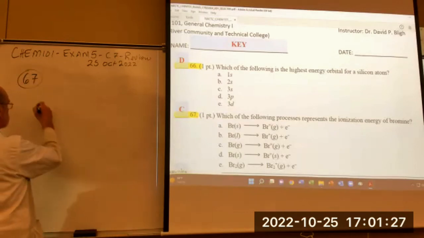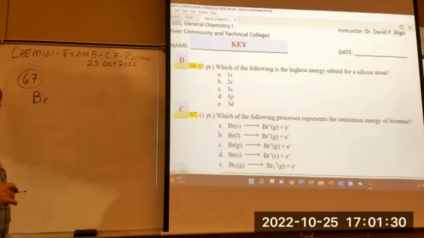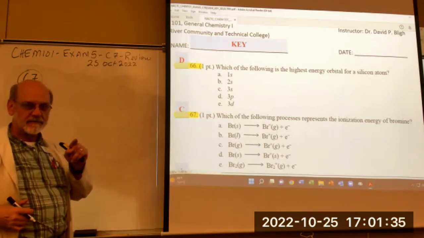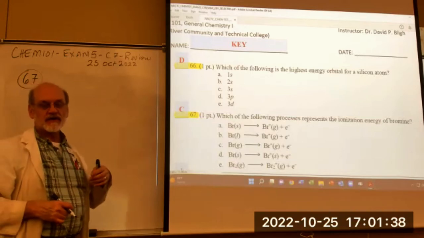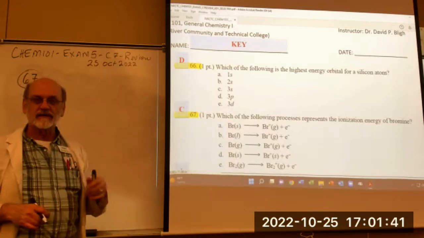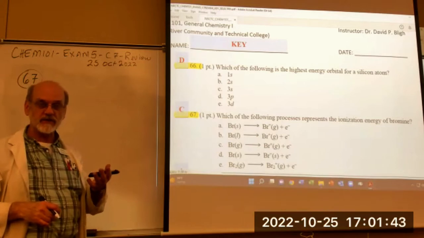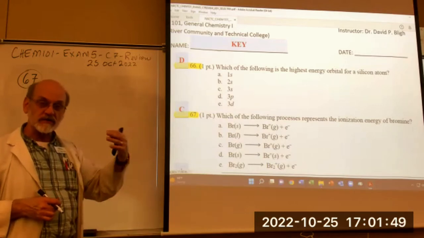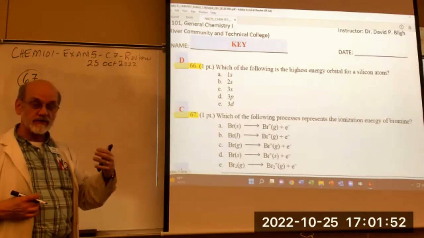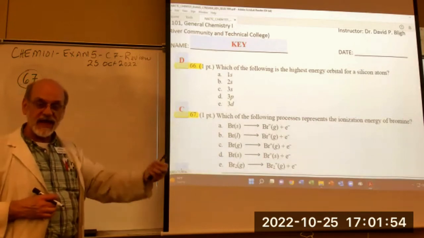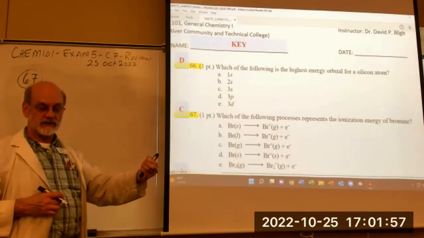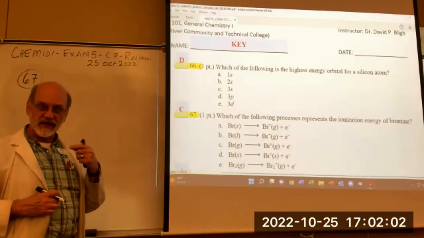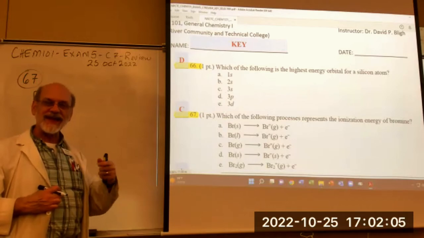You start with a neutral atom in its gas state. It has to be in the gas state. Why? Because bromine at room temperature and pressure is a liquid. And if you start to add energy to it, all of the energy at first is going to go into making a liquid into a gas. That has nothing to do with the electrons. So you're going to think that you're putting energy into electrons, but you're not. So we want it in the gas state.